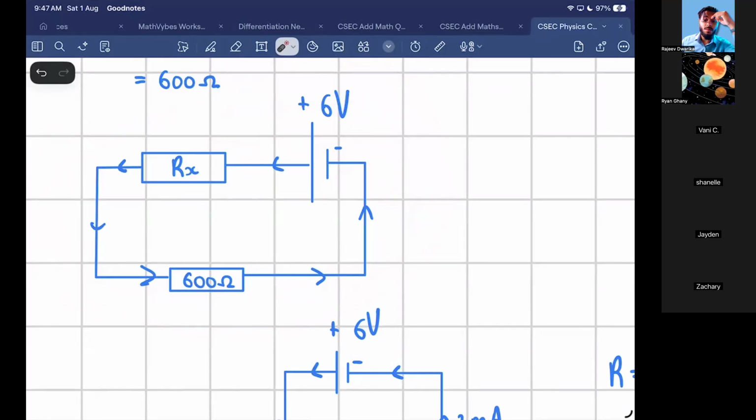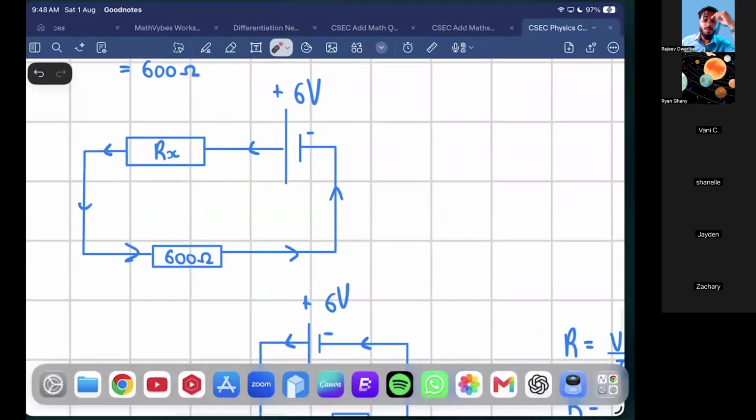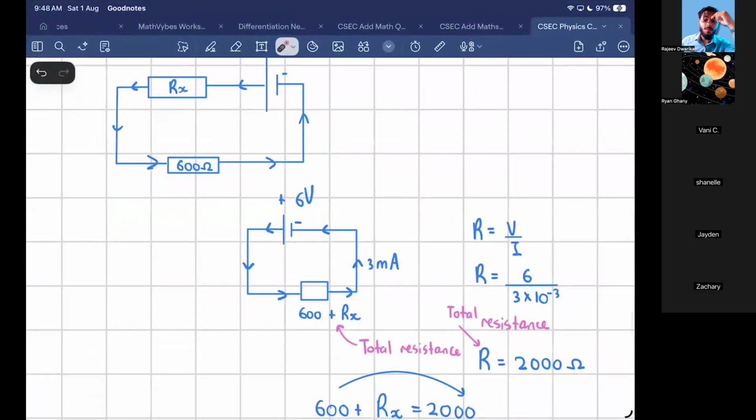Do you know what Rx is? Not yet. No, but you write it. You write 600 plus Rx. So you gave me the total resistance in terms of the unknown. What's the unknown there? Resistance. Exactly. So you gave me the total resistance in terms of Rx. So the total resistance is 600 plus Rx, and that's the expression. Do I know what the numerical answer is for the total resistance? What's the numerical answer?